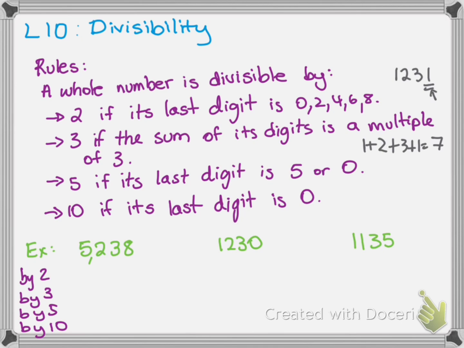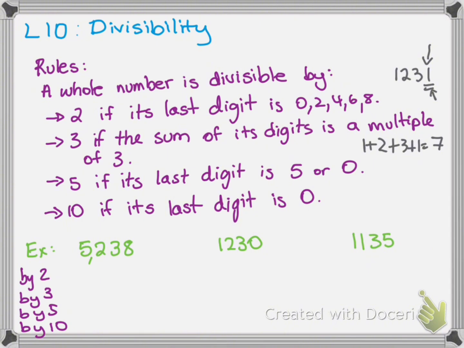For 5, we just have to look at the last digit. And if it's 5 or 0, then it's divisible by 5. And again, in this case, the last digit is 1, so it would not be divisible by 5. And then the last one is 10. And we look at the last digit again. And if it is 0, then it is a multiple of 10. So in this example, it would not be divisible by 10 either.